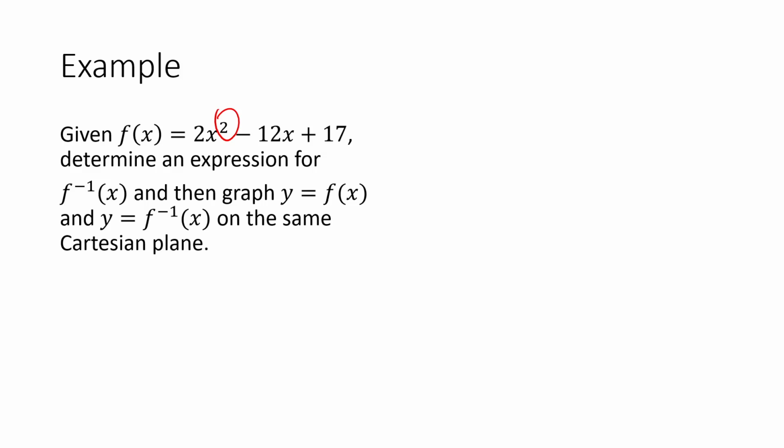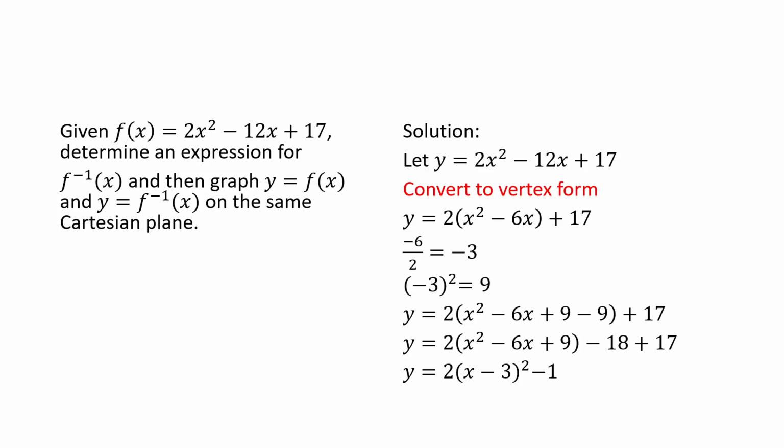Well, imagine that f of x was equal to 2x squared minus 12x plus 17, and we wanted to determine an expression for f inverse of x, and then graph y equals f of x and y equals f inverse of x on the same Cartesian plane. Well, we know that inverses involve switching x with y, so a good idea might be to get this original expression in vertex form.